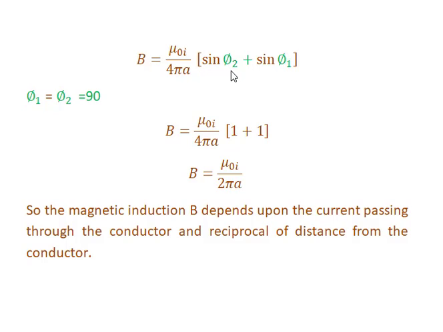If phi takes 90 degrees, sin 90 is equal to 1, so we get the value 2. B is equal to mu naught I by 2 pi A. So the magnetic induction B depends upon the current passing through the conductor and the reciprocal of the distance from the conductor. This is the final equation.